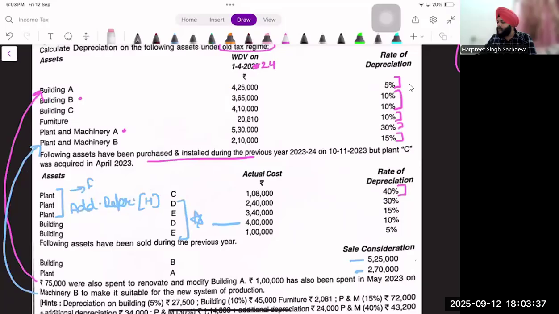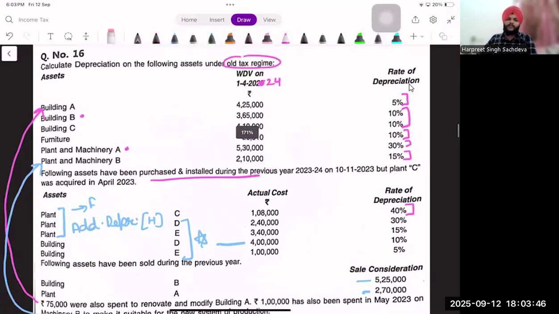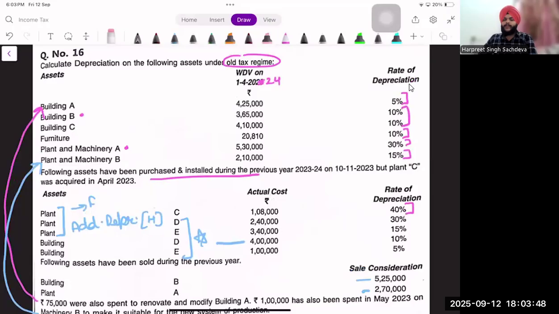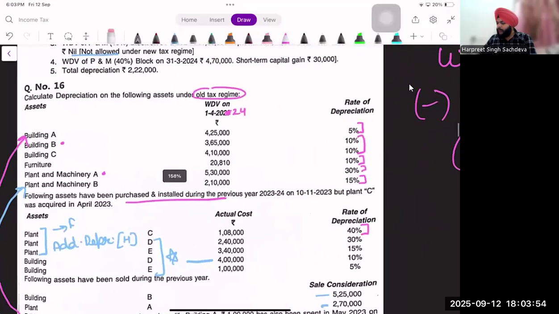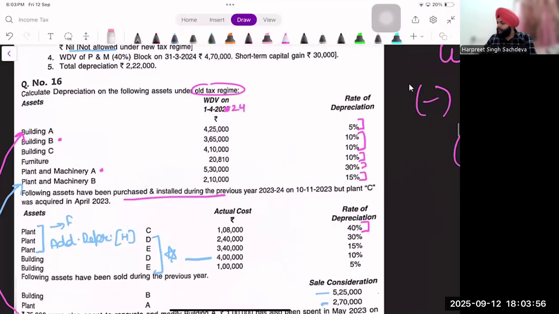Furniture is given 10%. Plant and machinery A 30%. Plant and machinery B 15%. First of all, we know for making blocks, nature should be same. Secondly, rate of depreciation should be same. So we divided it that way. Building 5%, then building 10%, furniture 10%, plant and machinery 30%, plant and machinery 15%. Yes or no? Clear? Yes or no?